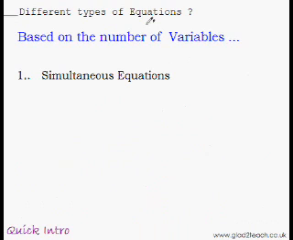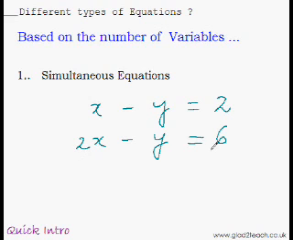The equations can also be classified based on the number of variables, like this equation. Now as you can see here, there are two variables, x and y. So in order to solve this equation, we need at least one more equation in x and y, like this. Now we can easily find the values of x and y. And that is why these equations are also called a system of equations.